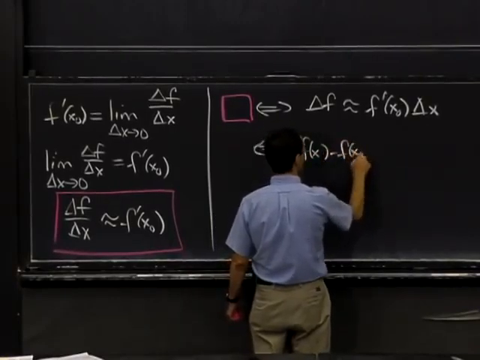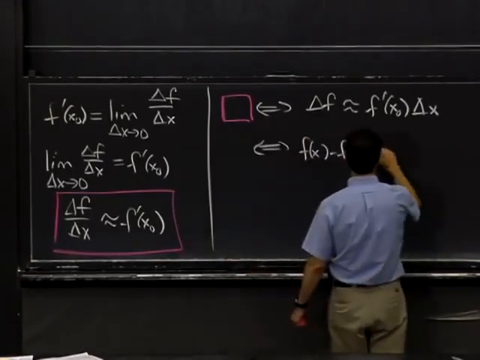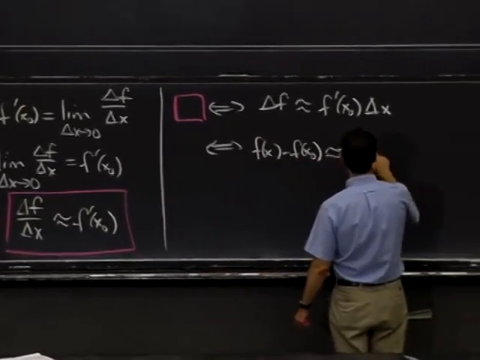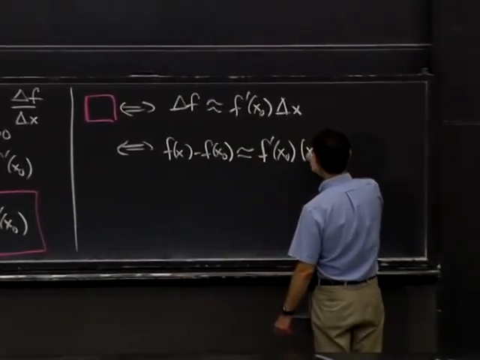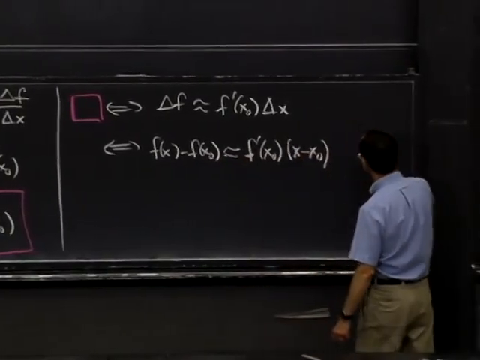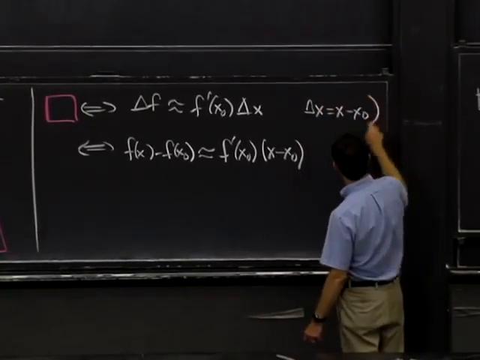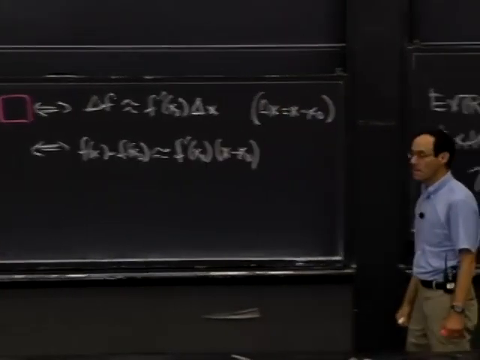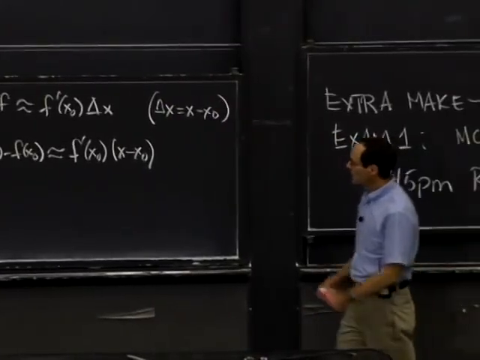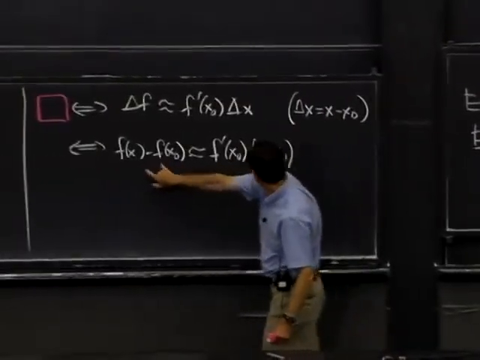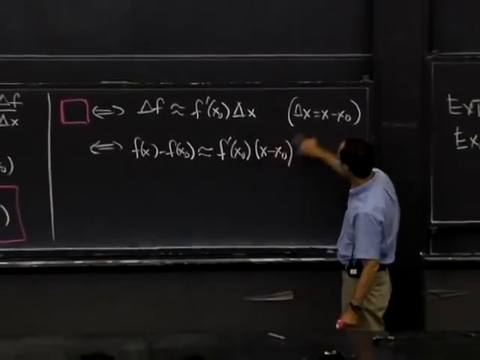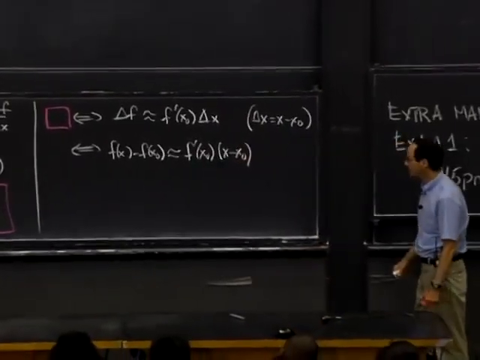All right? And now if I just write out what this is, it's f of x minus f of x0. I'm going to write it this way, which is approximately f prime of x0 times x minus x0. So here I'm using the notation delta x is x minus x0. And so this is the change in f. This is just rewriting what delta x is.